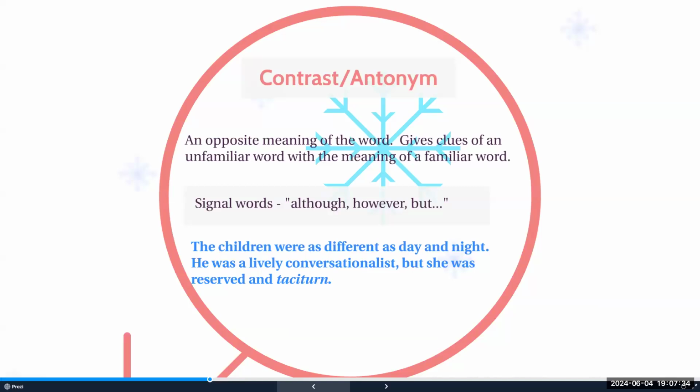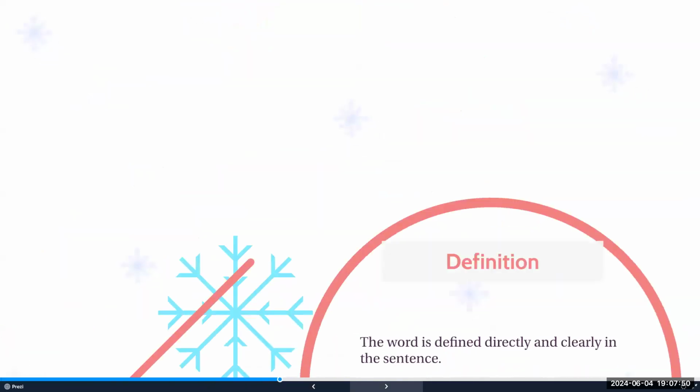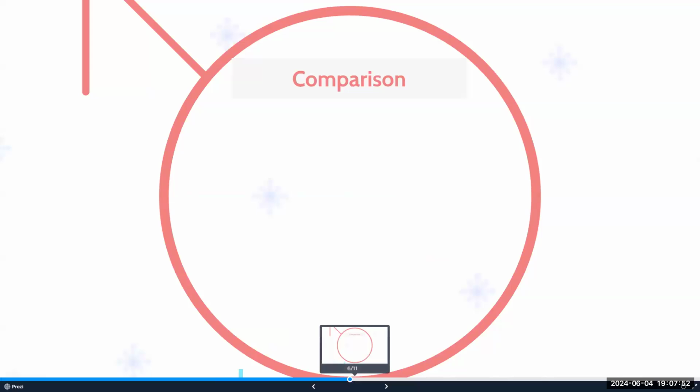The children were as different as night and day. We are comparing the children by using the word as, right? They are as different as night and day. That's how different they are, right? We're using a comparison. They are like brothers and sisters. Like is used to compare these two people.